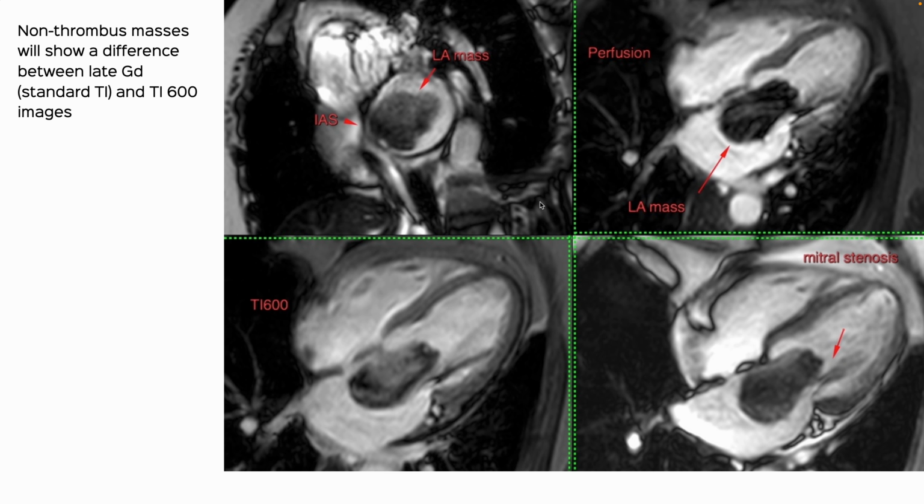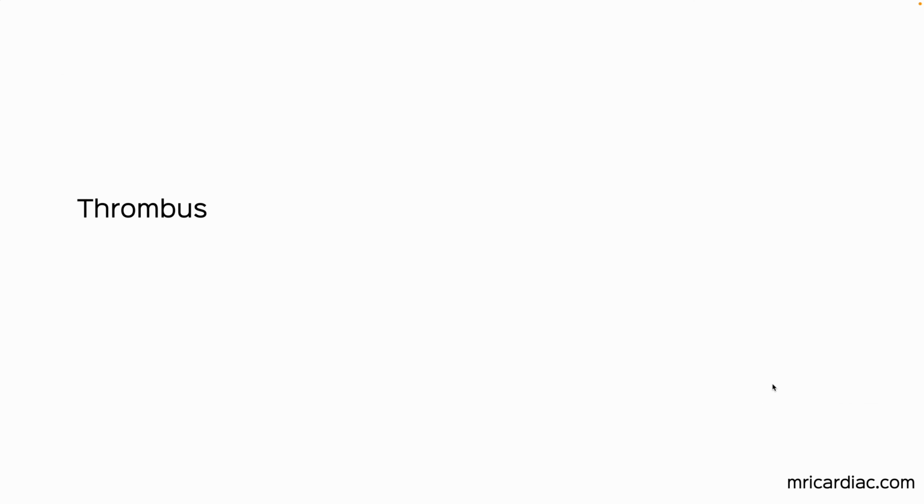after giving anticoagulants. If you had a myxoma, for example, you would find that the TI 600 shows a different appearance than the TI 200 or 300 image, telling us therefore that this is not a thrombus but a tumor, and this was an atrial myxoma.